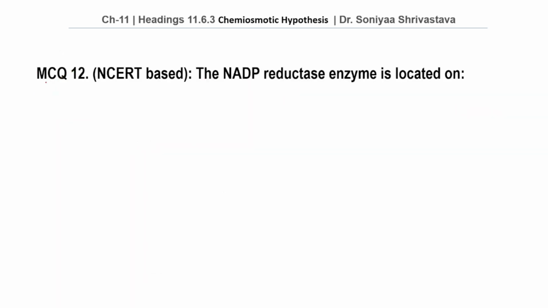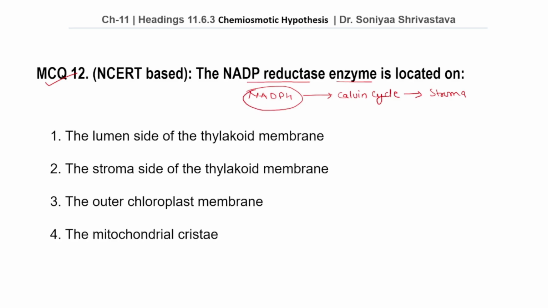Now let's see MCQ number 12. The NADP reductase enzyme is located on: students, NADPH is the reducing power used in the Calvin cycle, that is the dark reaction that occurs in the stroma. So the question is asking where should the enzyme NADP reductase be located that makes the NADPH. So before coming to the options, let's see our flow diagram.